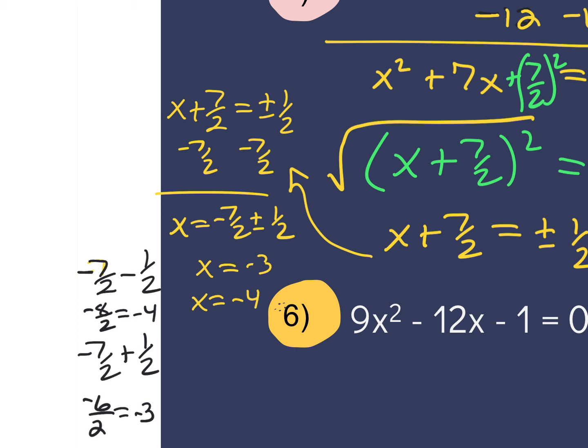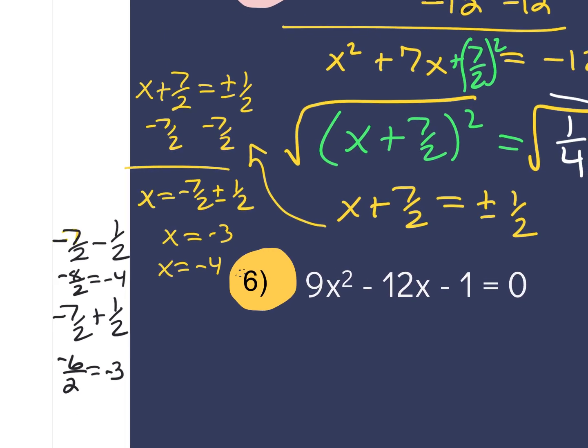So when the radical is totally gone and you do the square root method, you actually have to do the math and get the numbers. You can't leave it as -7/2 minus 1/2 and -7/2 plus 1/2. You actually have to do the math there. Pretty good there? All right, let's try number 5.